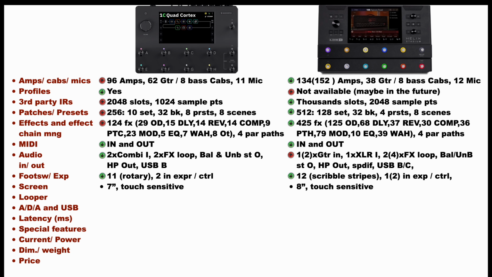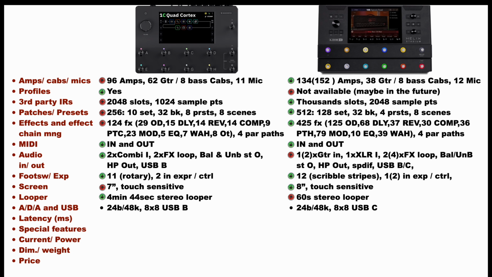In terms of screen, they are pretty similar, but the Stadium has a bigger screen. The Quad Cortex manages a longer looper. As regards ADA conversion and USB capabilities, they are pretty much equivalent, but the Stadium offers USB-C connectivity, and this is, in my opinion, a big plus. I don't understand why Neural decided to use such an old and bulky USB connection. So thumbs up to the Stadium, as USB-C is much more user-friendly, in my opinion.